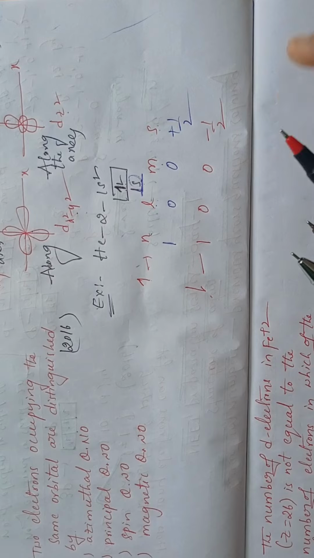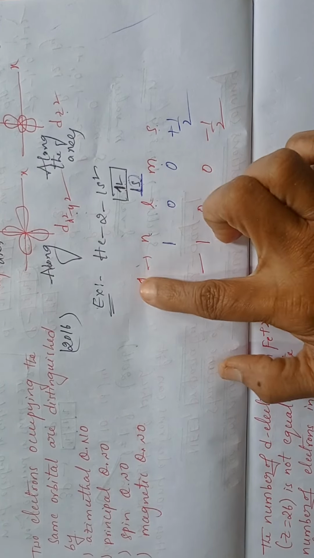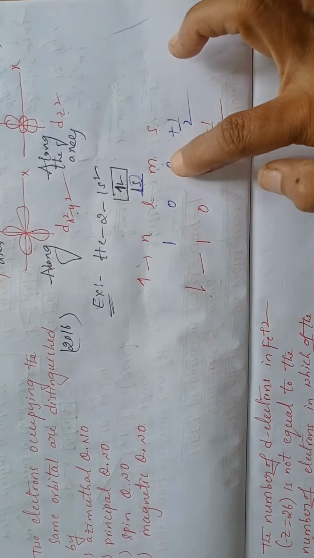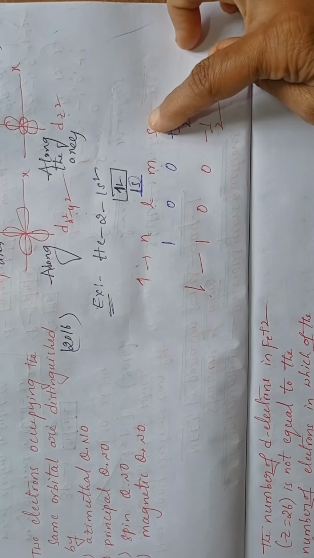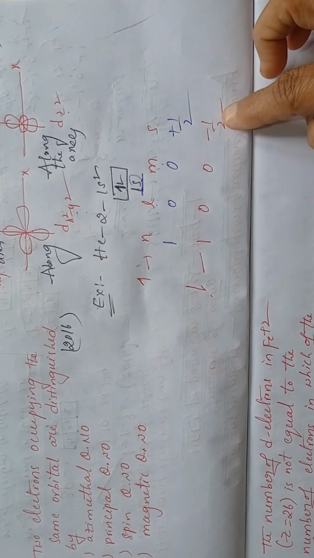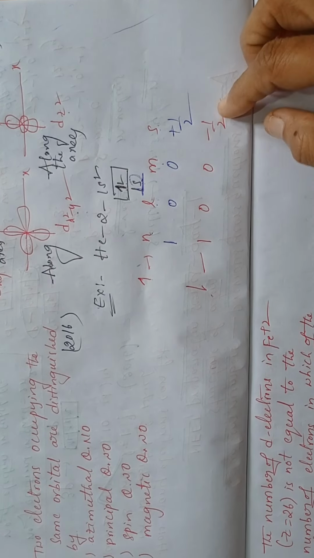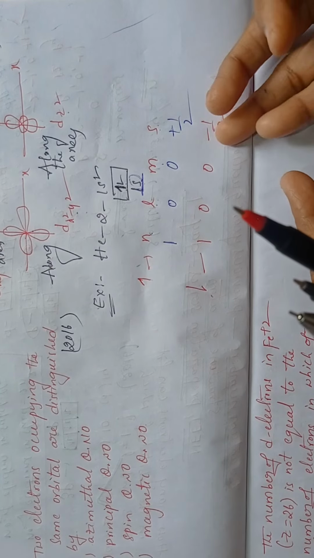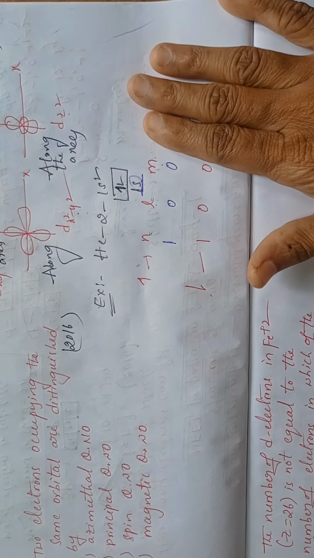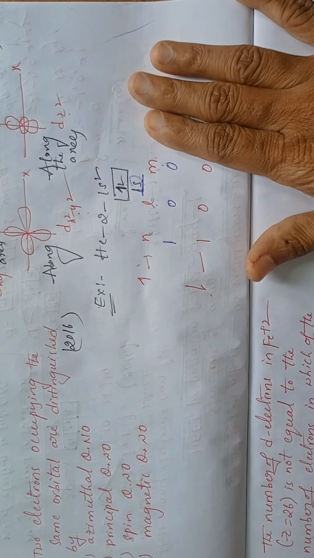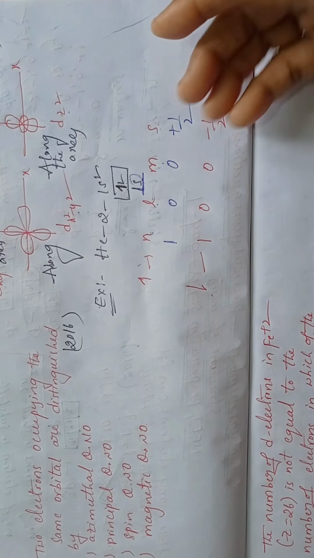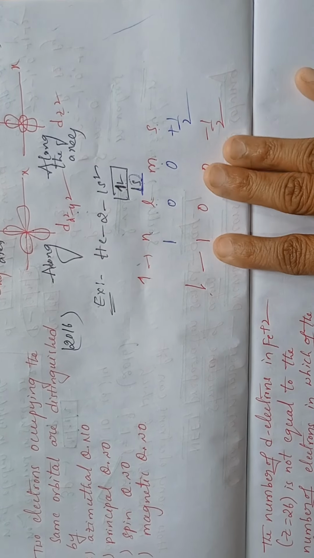Are you clear? So that means the n value is the same for both electrons, the L value is also 0, same for both electrons, and the M value is also the same for both electrons, but the S value is different: +1/2 for one electron, -1/2 for the other. Are you clear? So they differ only by the spin quantum number. The remaining 3 quantum numbers are the same. So the 2 electrons present in the same orbital differ by spin quantum number. Remaining 3 are the same.